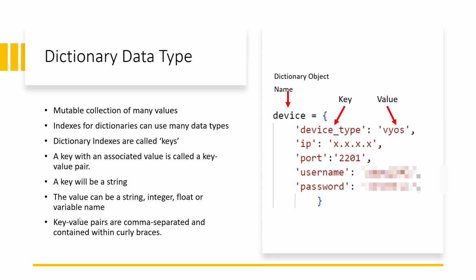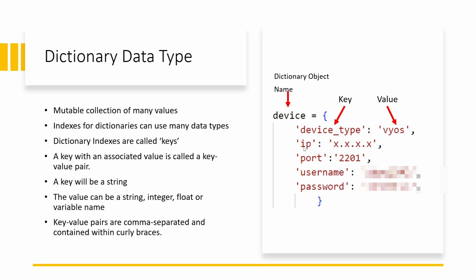The dictionary data type. The dictionary data type is a mutable collection of many values. By mutable, I mean it's changeable. It creates indexes that can use many data types, and the indexes are called keys. A key with an associated value is called a key-value pair.